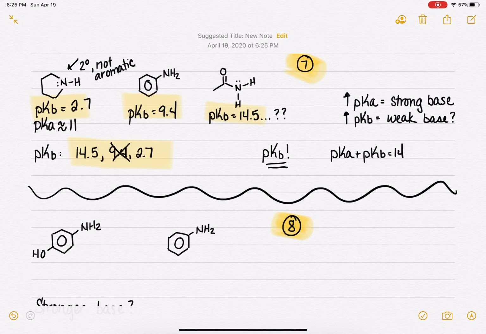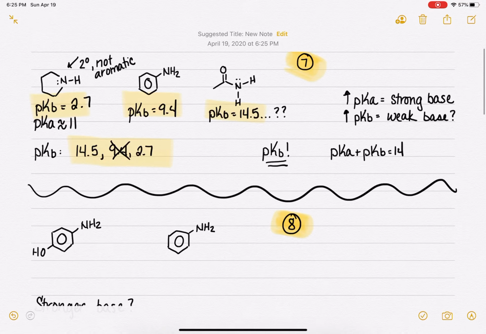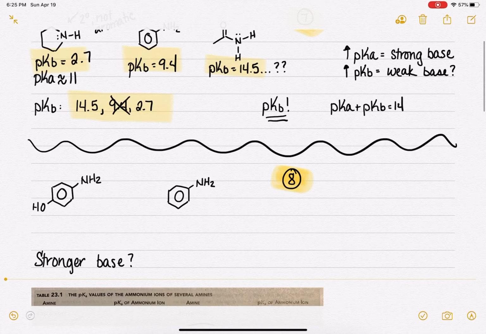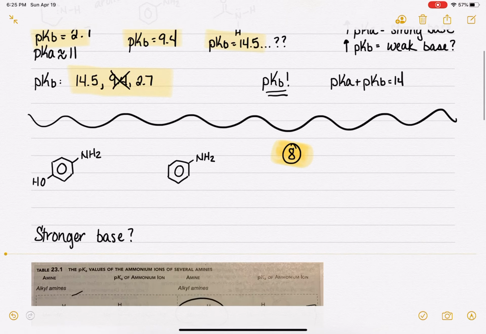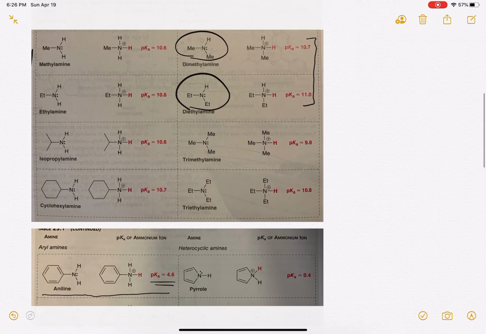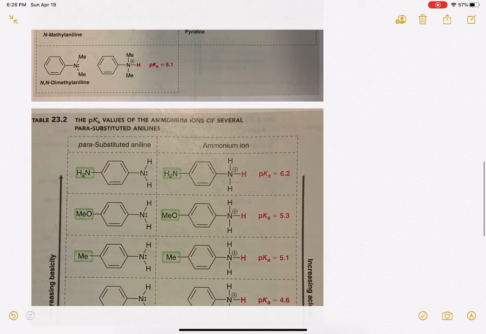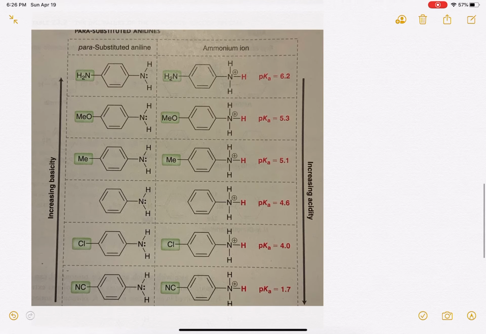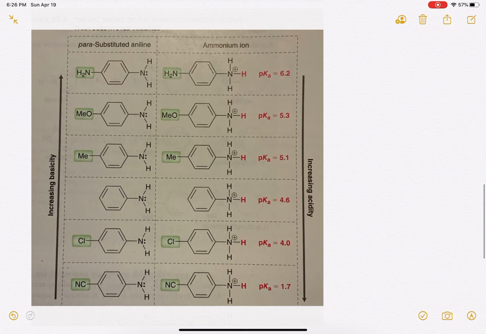For the next question, question number 8, this one gives you 2 molecules, and all it's asking for is which one is the stronger base. You don't have to actually come up with the values. So this one we also have a table that's helpful, but not going to give us the answer directly. This particular table is going to be helpful.